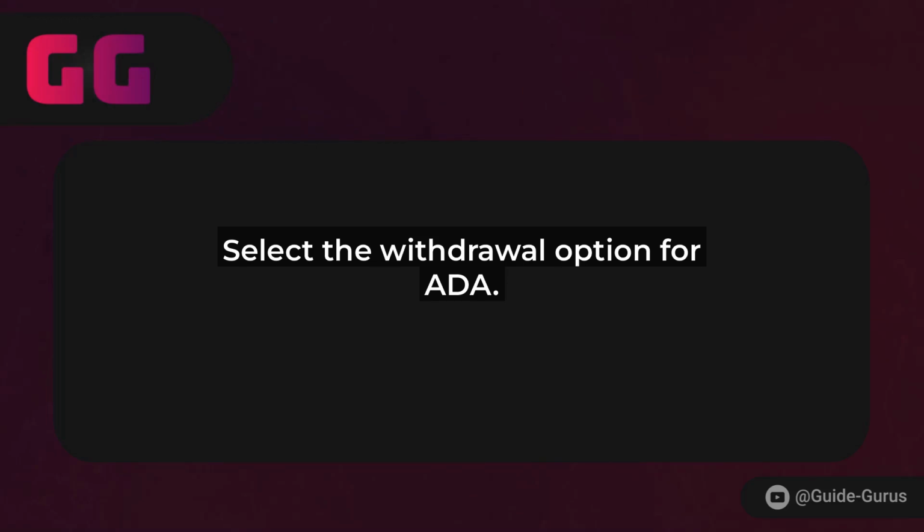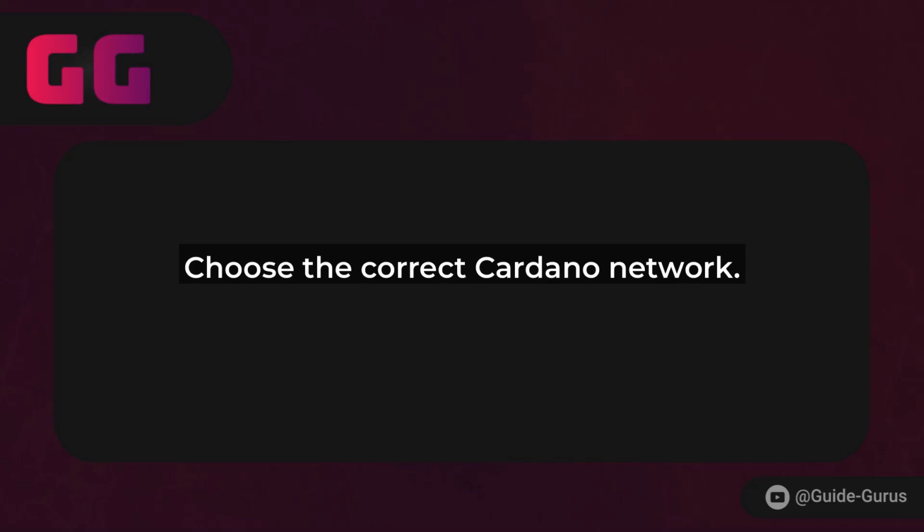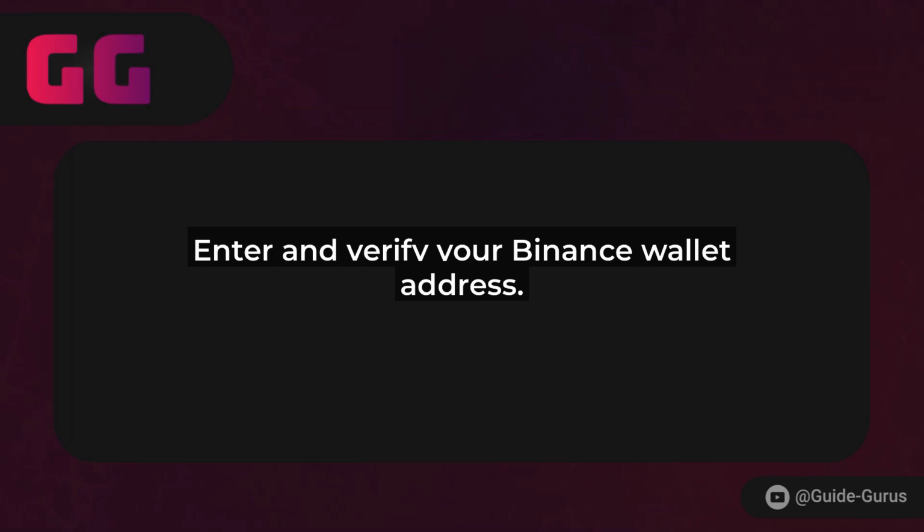Before you proceed, double-check that you're using the correct network. Cardano transactions typically use the ADA network, so select that to avoid any issues. Now, you'll need to enter your Binance wallet address. Head over to Binance, log in, and go to your wallet section to copy the ADA deposit address. Paste that carefully into the Robinhood withdrawal form. Always verify to prevent sending funds to the wrong place.